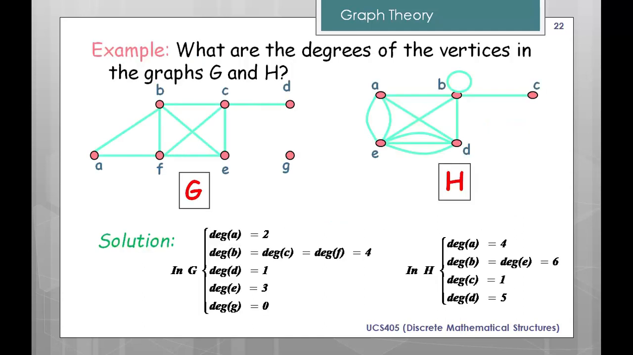See the example here. What are the degrees of vertices in the graphs? The first graph is G, the second graph is H. For A, two edges are there, so the degree of vertex A is 2. The degree of B is 1, 2, 3, 4, so the degree of this vertex is 4. The degree of C is also 4. The degree of F is also 4. And the degree of D is only 1, since one edge is there. The degree of E is 3 and the degree of G is 0. In the same way, we can calculate it for the next graph, that is H.